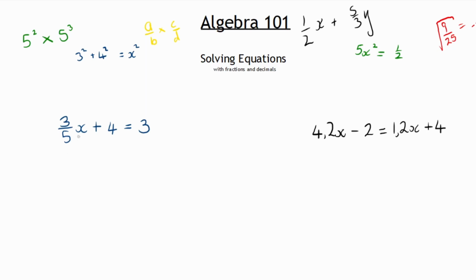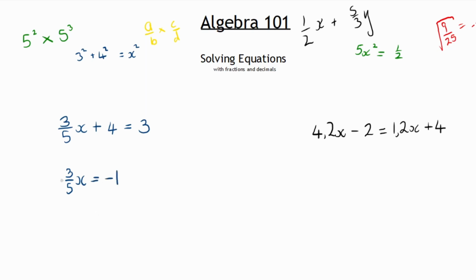3 over 5x, we can see, has a fraction coefficient. And so we need to see how we will deal with this and get rid of it. But first, let us get rid of this constant 4. And so we have 3 over 5x. And what we would do to get rid of positive 4 is subtract 4 on the left-hand side, but reminding ourselves we need to do on the left what we do on the right. And so 3 subtract 4 is negative 1.